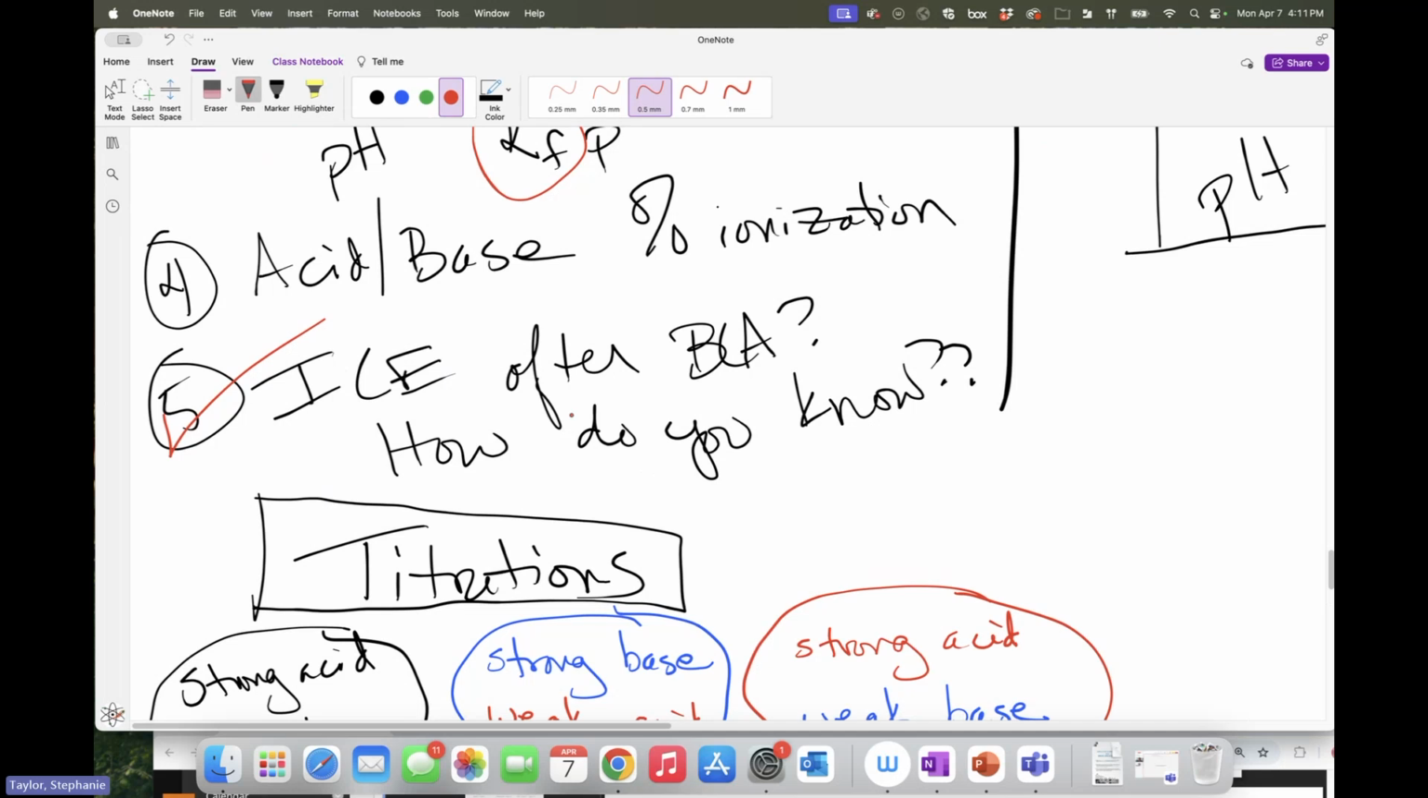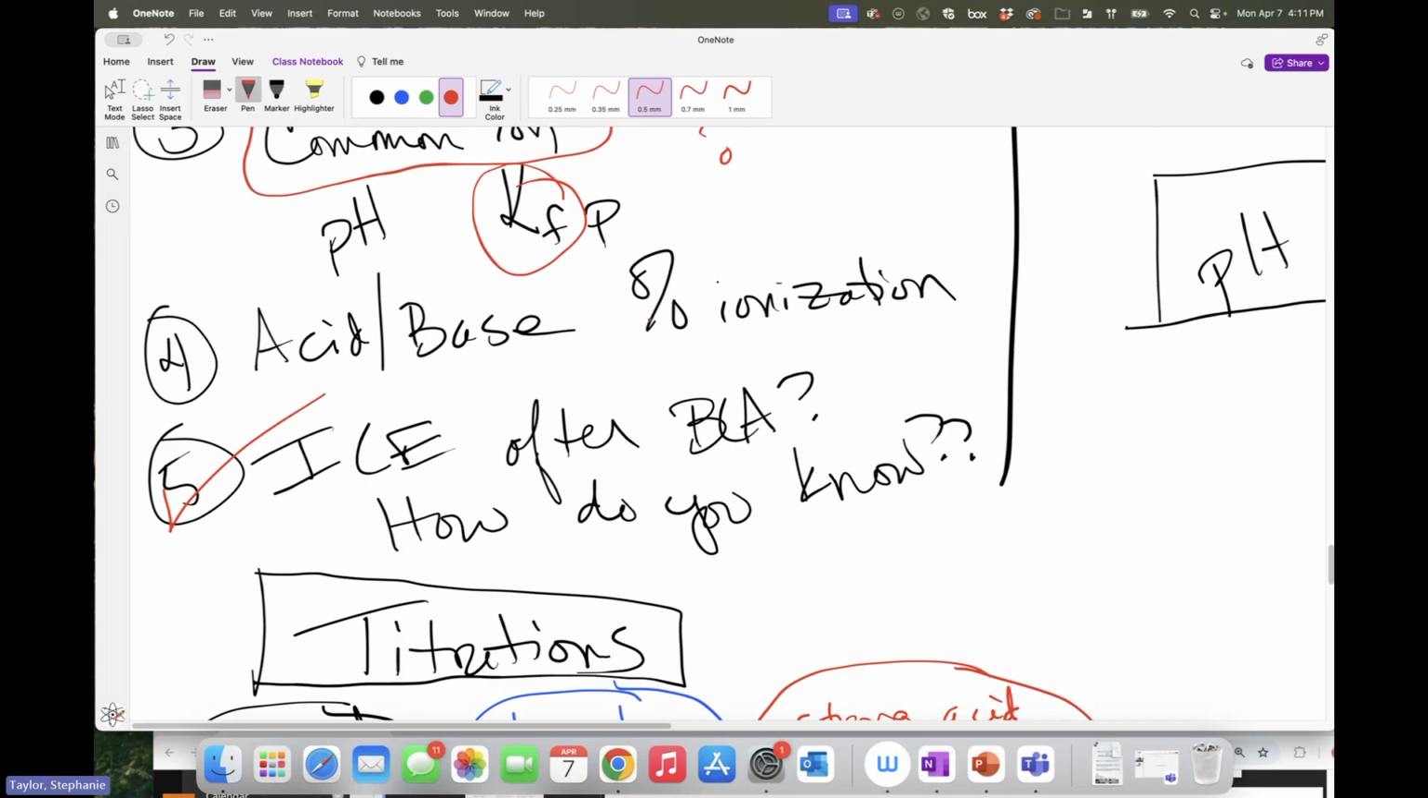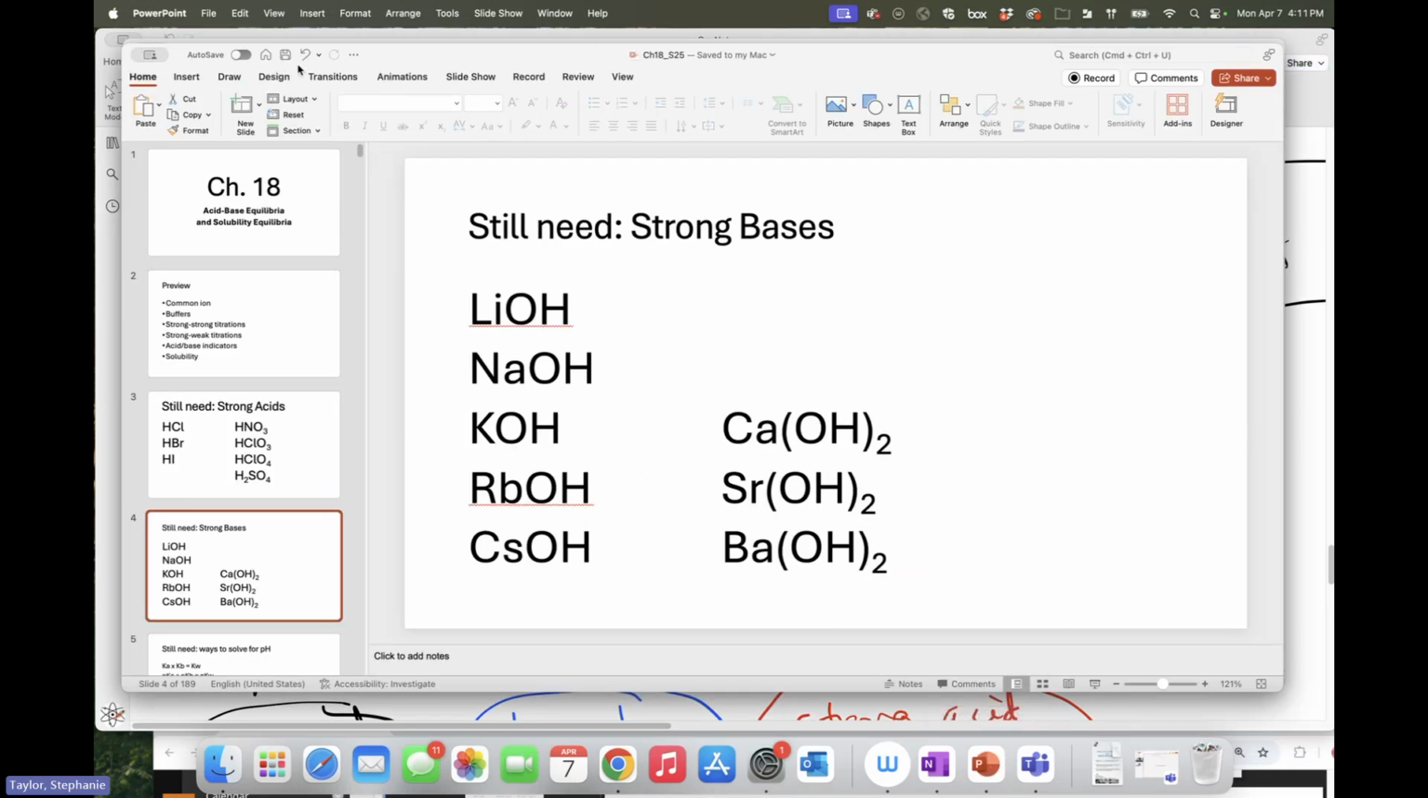Let me go ahead and throw up the stuff about Lewis acids and bases, and then I'll do a percent ionization. Let me take a small break from dealing with type calculations.